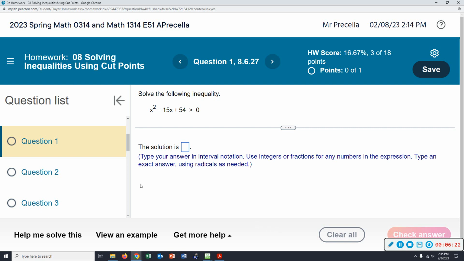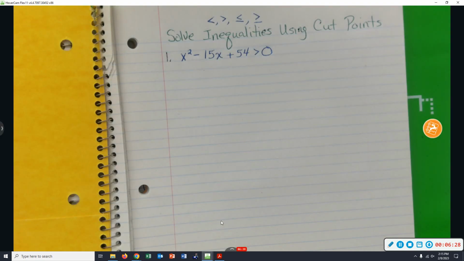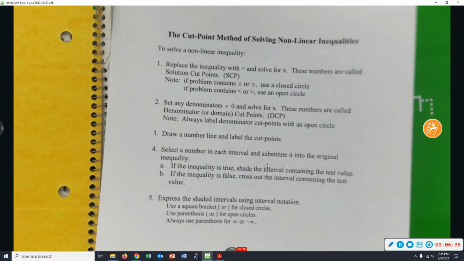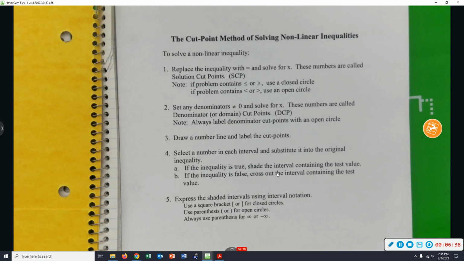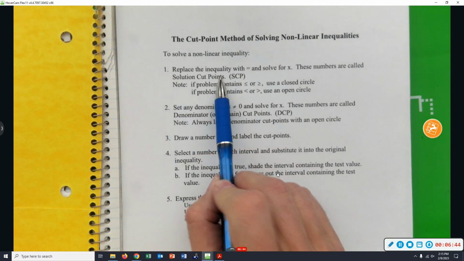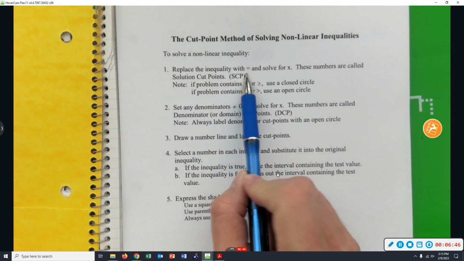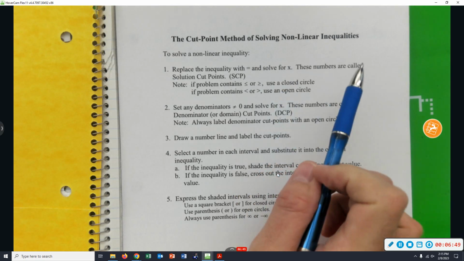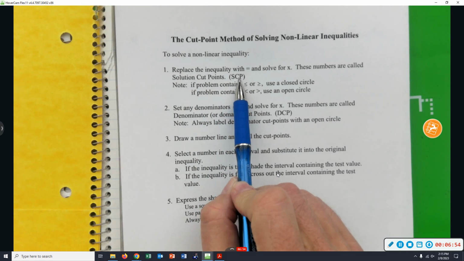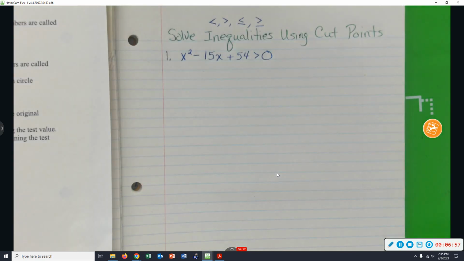Now, it says solve the following inequality. At no time will it ever say, do the cut point method. You've got to know, oh, that's what I'm supposed to do, is this stuff right here. It's more low tech, but I'm going to just be flipping back and forth with the paper. Step 1, replace the inequality with an equal sign and solve for x. We'll call these numbers solution cut points and abbreviate them SCP. They're solutions to the equation, hence solution cut points.